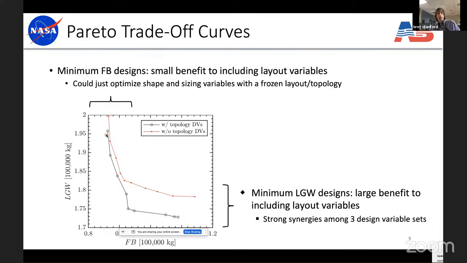So those two Pareto fronts are not that different from one another, meaning that we really could just optimize the shape and sizing variables with a frozen topology and get away with it, right? So the synergies between the three design variable sets is not that high.